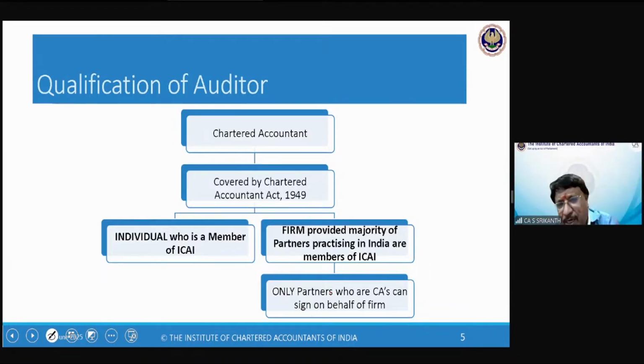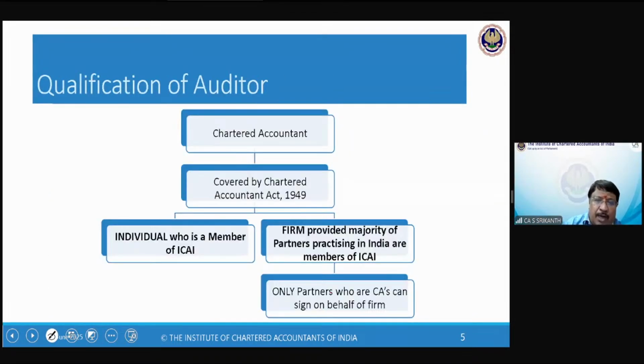Of course, our institute prohibits partnership with other professions. Only CAs can be partners. But even if you have a CPA and so on, the majority should be members of the Institute of Chartered Accountants of India. A CPA, a certified public accountant from the United States, cannot sign a balance sheet in India unless he becomes a member of ICAI by writing the exams. Only partners who are CAs can sign on behalf of the firm. Even a non-CA can be a partner as per the MCA, but our institute is still not permitting it.